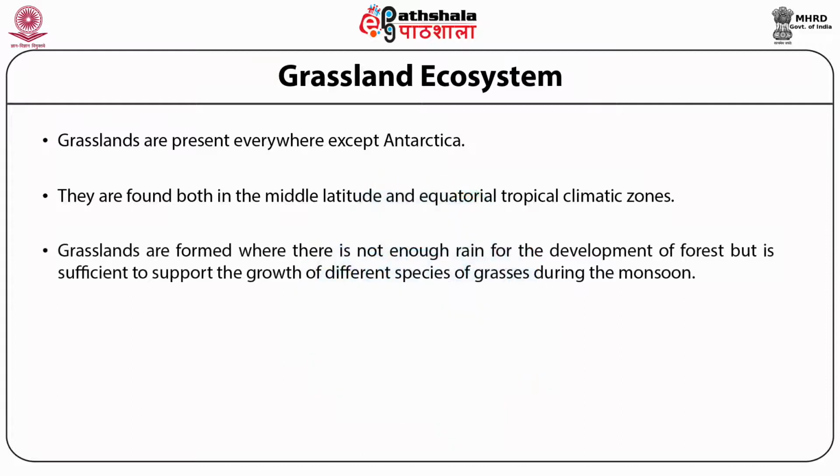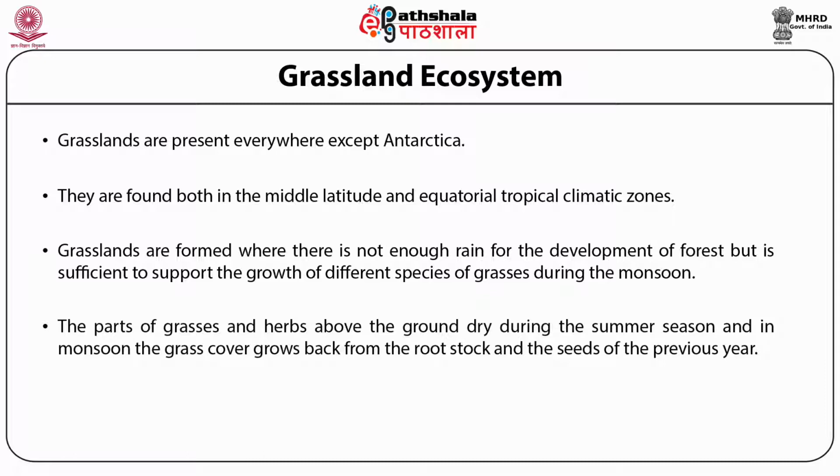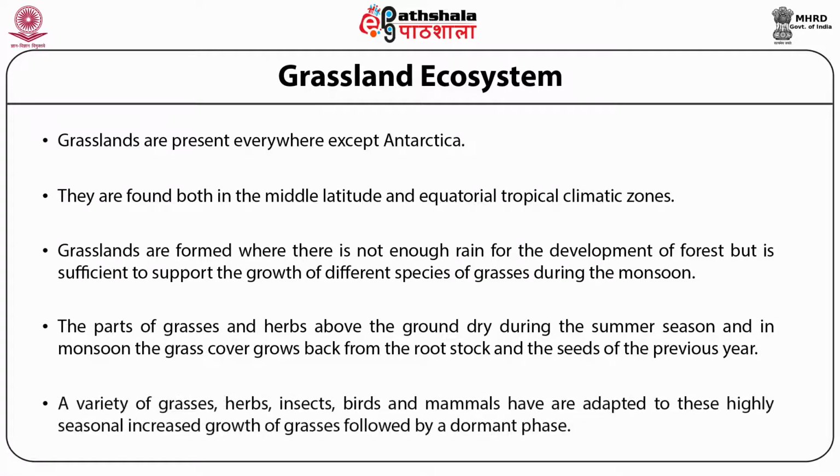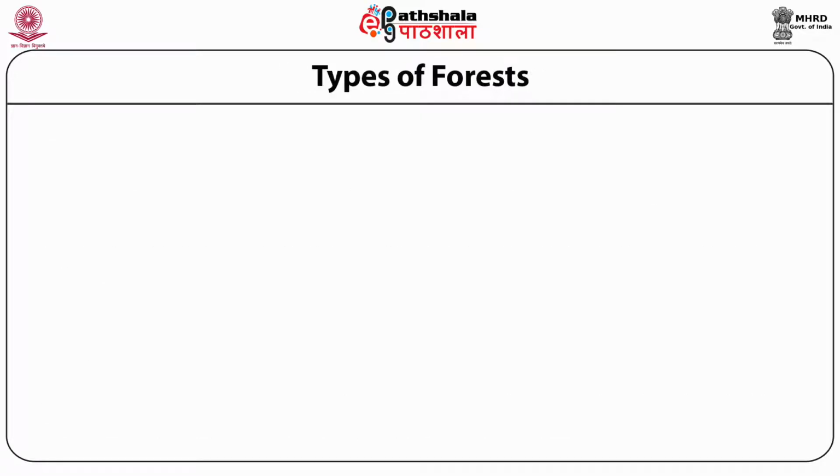Grasslands are formed where there is not enough rain for the development of forest but enough to support the growth of different species of grasses during the monsoon. The parts of grasses and herbs above the ground dry during the summer season, and in the monsoon the grass cover grows back from the root stock and the seeds of the previous years. A variety of grasses, herbs, insects, birds, and mammals have adapted to this highly seasonal growth of grasses followed by a dormant phase. The grassland can be further categorized into the following types.